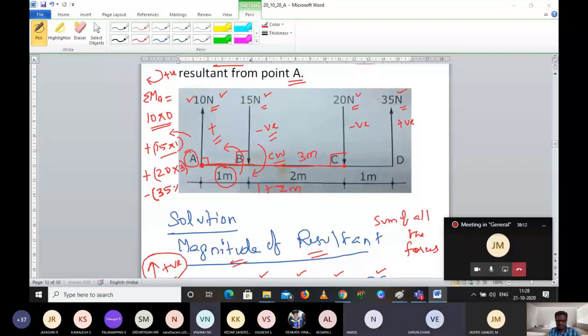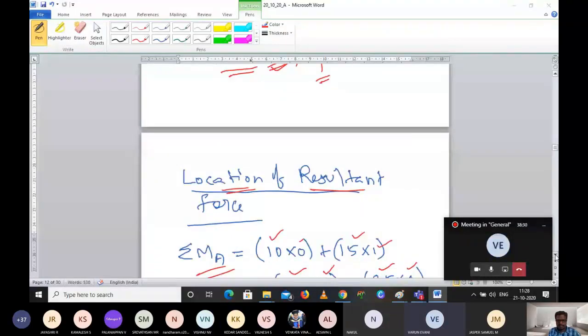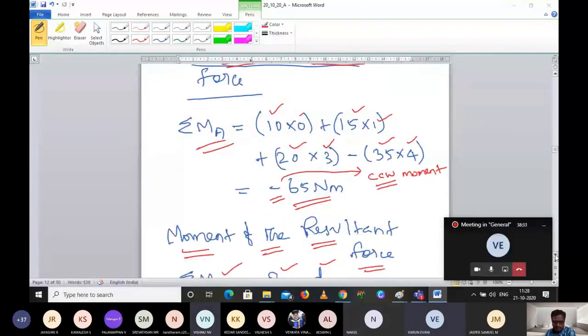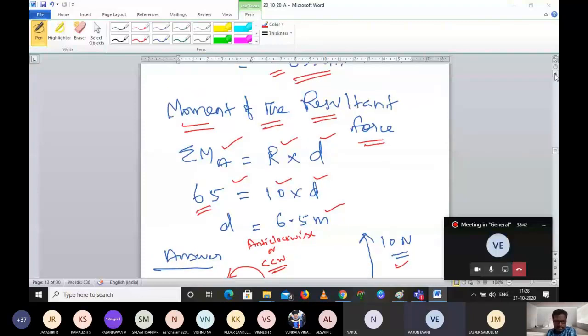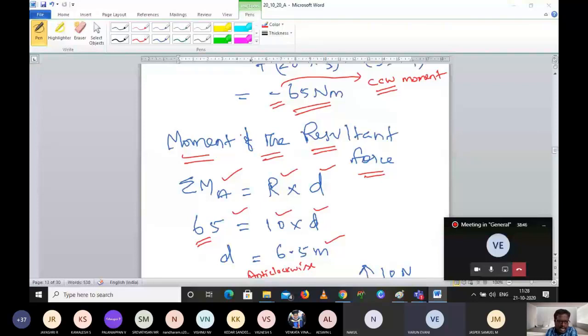Any doubts? Yes, sir. No, sir. So, after calculating, we are getting the answer as 65 Newton meter. The thing is, the answer we are getting is negative. It shows that we are assuming clockwise positive, am I right? But the answer is negative. That means what it says? Anti-clockwise moment or counterclockwise moment. Are we clear now? Yes, sir. That means the entire system is rotating anti-clockwise with respect to A.